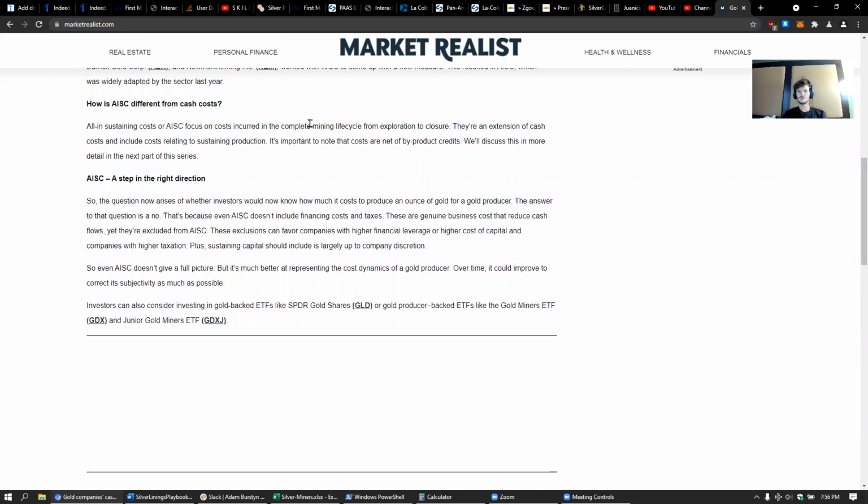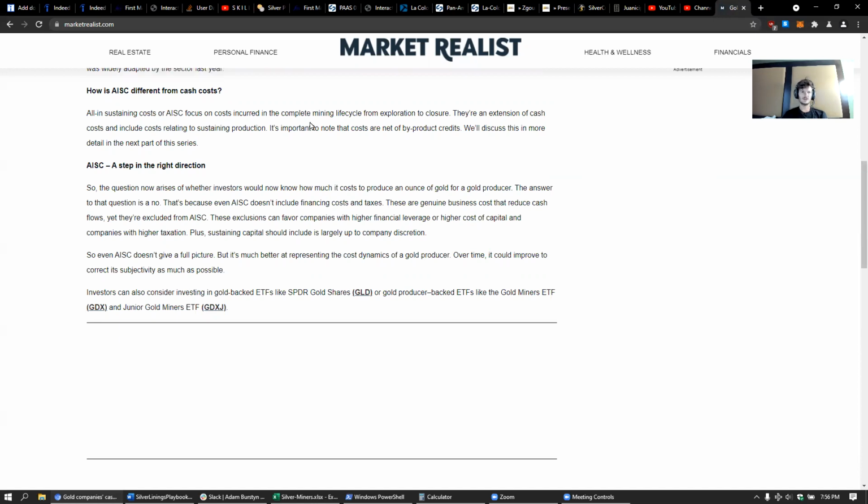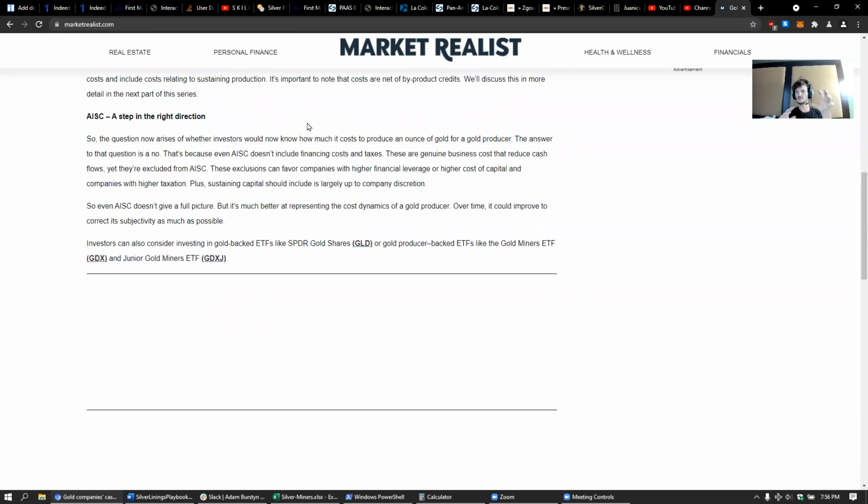I guess they're missing a word there. So it's probably plus what sustaining capital should include is largely up to company discretion. Okay, fair enough, right? So we can take out stuff, put in stuff as it makes our company better.